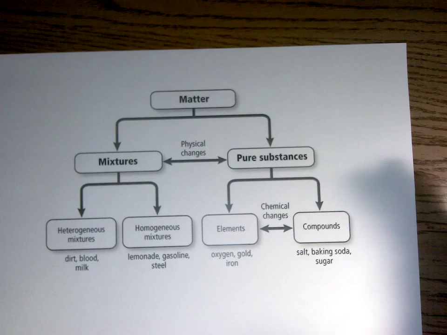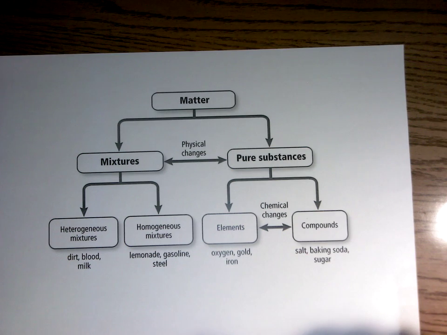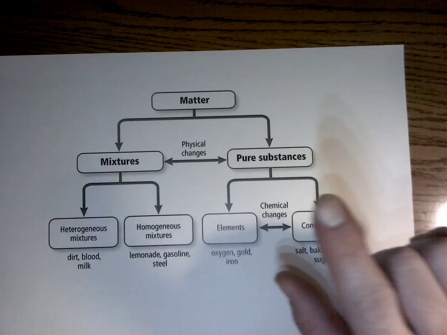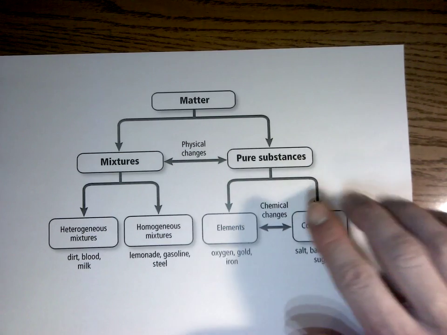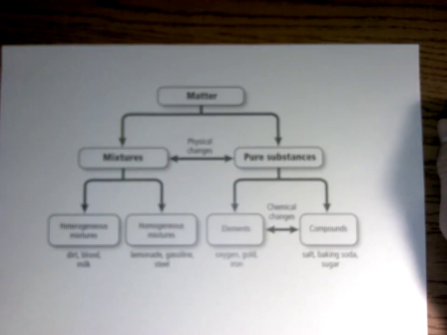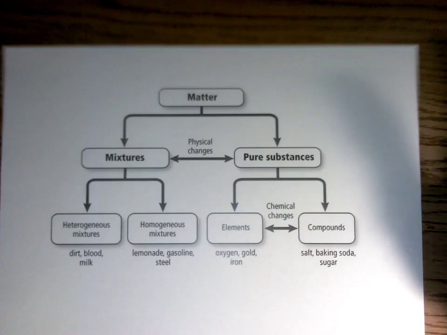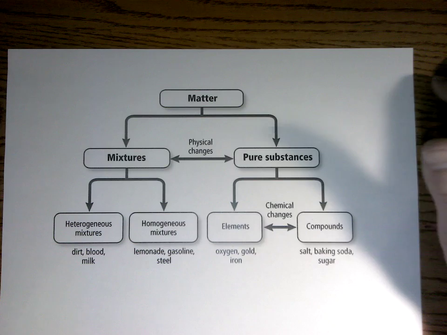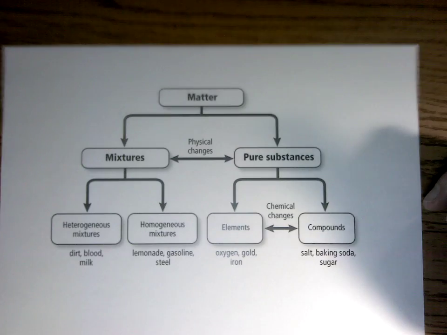So remember, matter is anything that takes up space and has mass. It can be classified in these two general categories. Mixtures we talked about in section 3. Pure substances we talked about just now with our elements and our compounds.